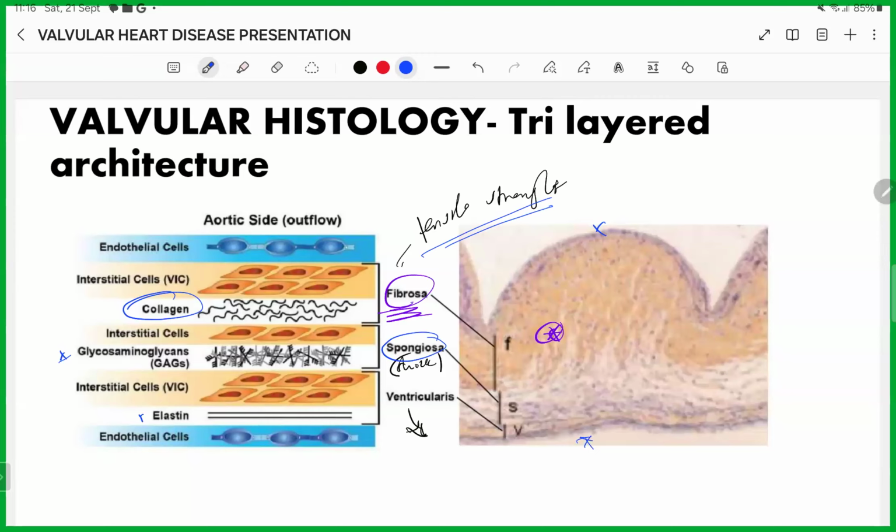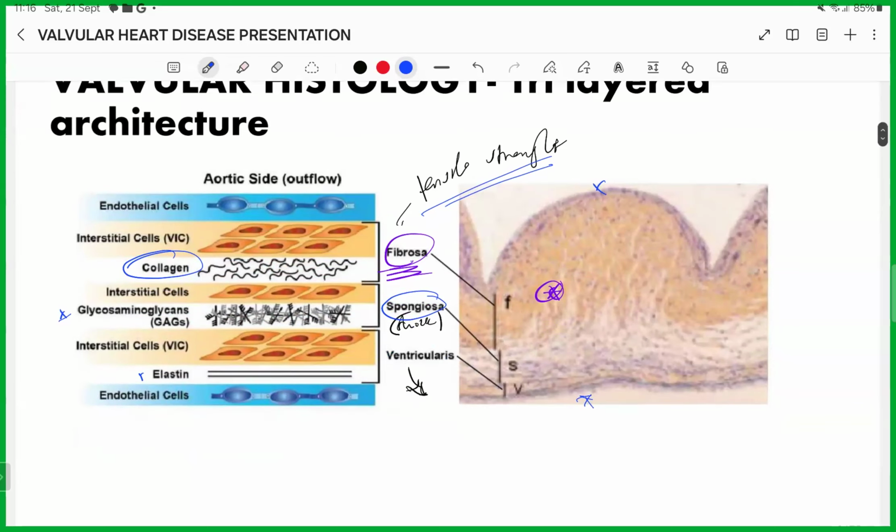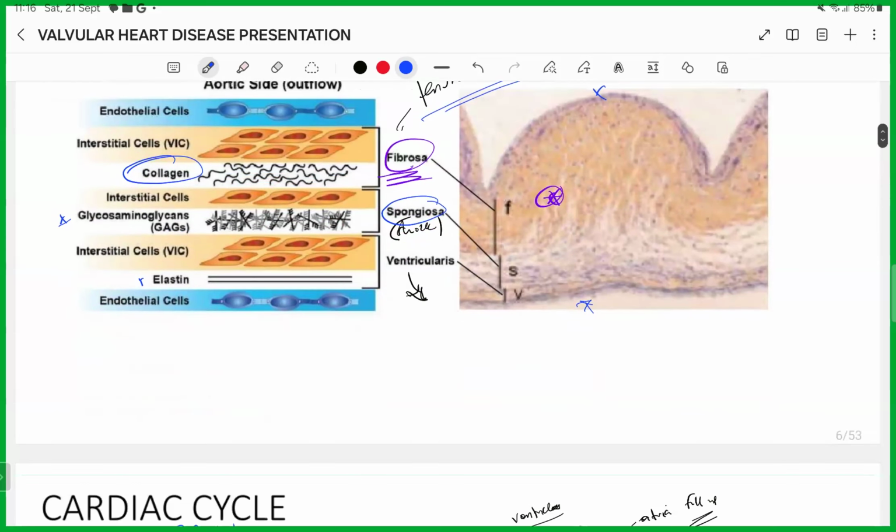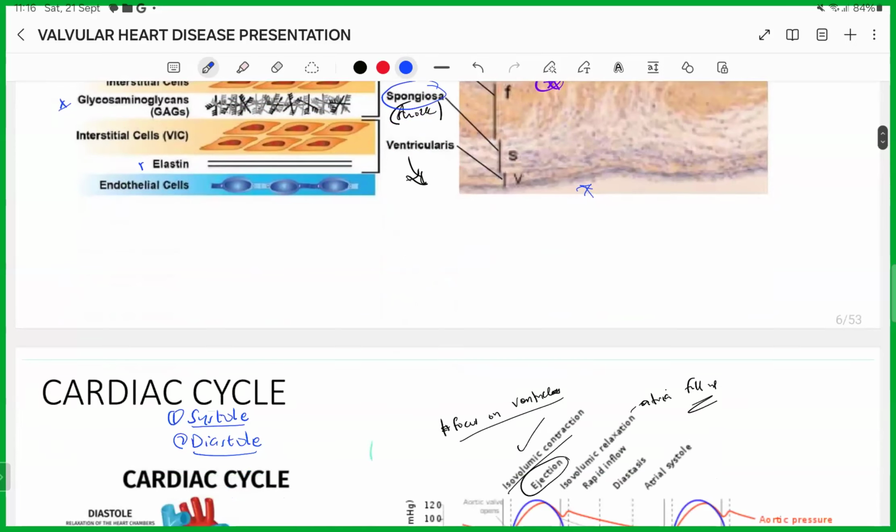So on a structural level, you can see the valve also has that important composition. And in some other conditions, this composition may also be affected. So you may have abnormal materials within these layers, such that the valve is no longer able to function properly. So that's for the anatomy.